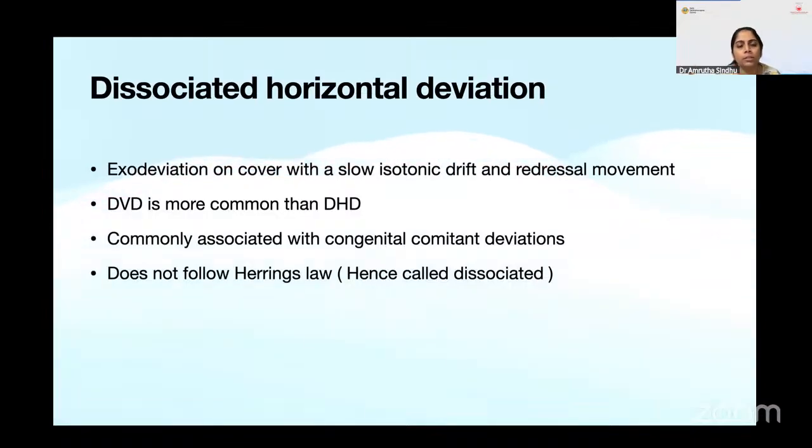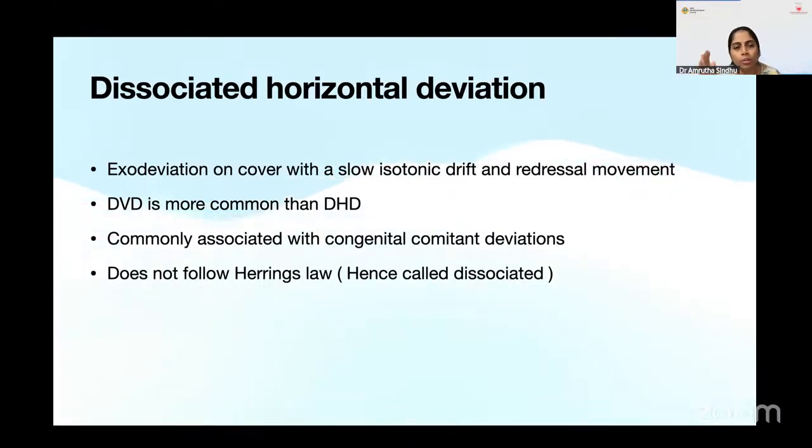So there is an exodeviation. You're doing an alternate cover test. One of the eyes shows a slow isotonic drift. So that is called dissociated horizontal deviation. Basically, one eye shows no movement, whereas the other eye is still showing a small amount of horizontal deviation. That is called DHD, or dissociated horizontal deviation, which is again an associated condition. DVD is nothing but dissociated vertical deviation. That is more common, and usually it is associated with other congenital concomitant deviations.